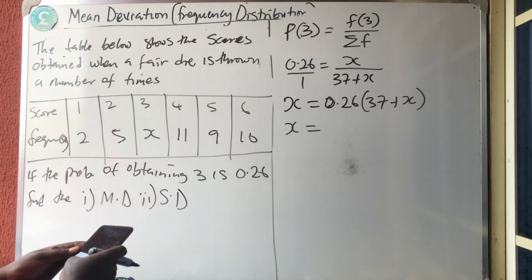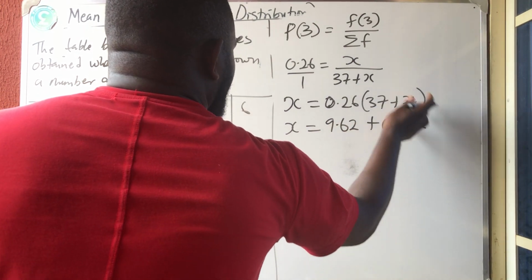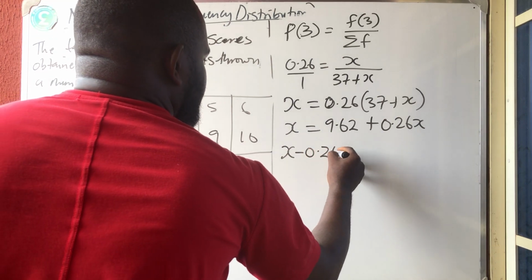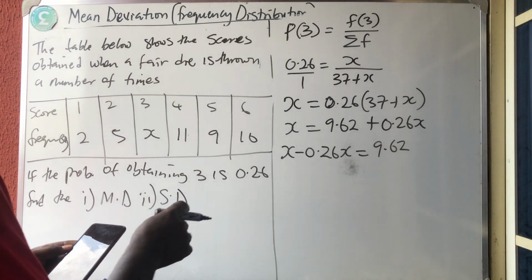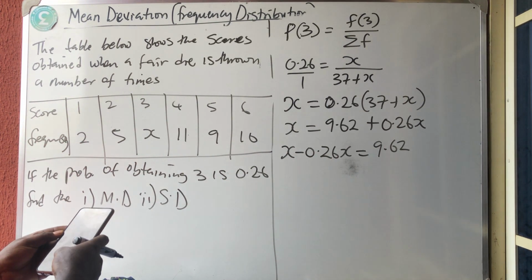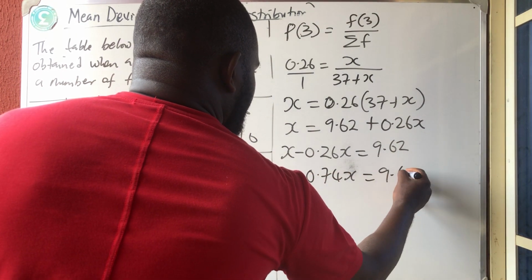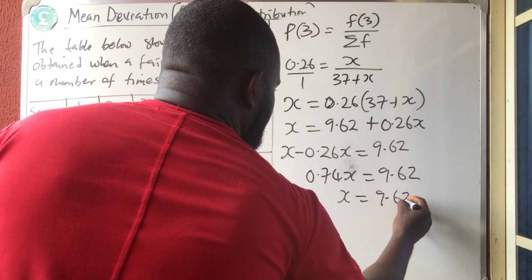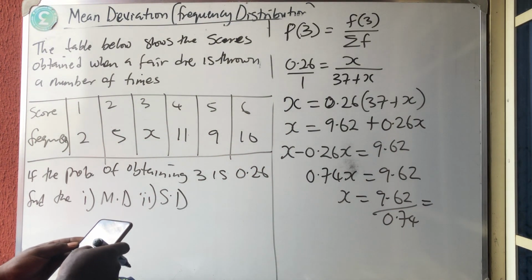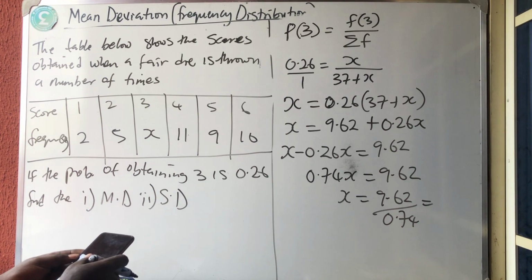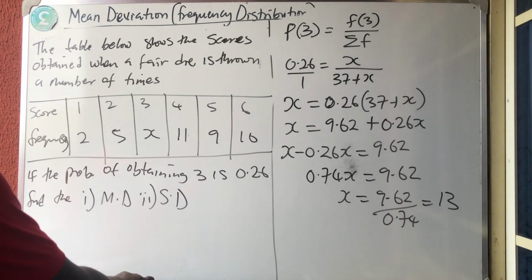0.26 times 37. So I'm having 9.62 plus 0.26x. So collect like terms: x minus 0.26x is equal to 9.62. So you will say 1 minus 0.26, which is what? 0.74x is equal to 9.62. So x is now 9.62 divided by 0.74. So what do you have? I'm having 13. So my x is 13. So if my x is 13, it will now be easy for me to calculate whatever I want to calculate.